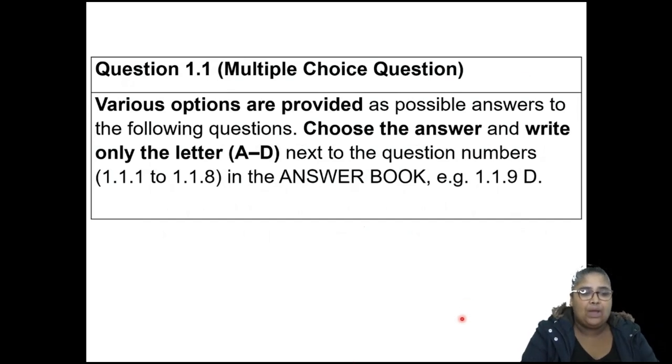So, question one in section A is normally multiple choice. Various options are provided as possible answers to the following questions, and then you choose your answer and write only the letter A to D next to the question number in your answer. So, how do I go about answering multiple choice questions?